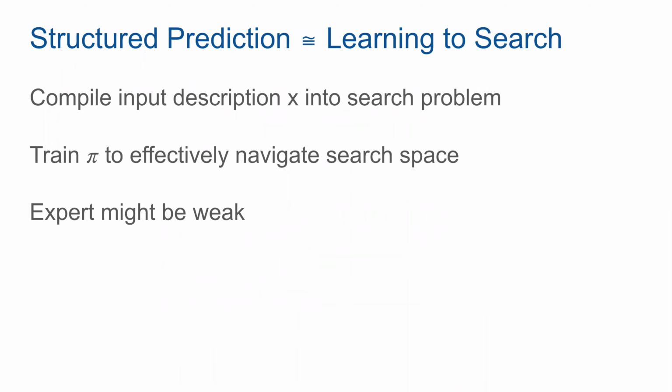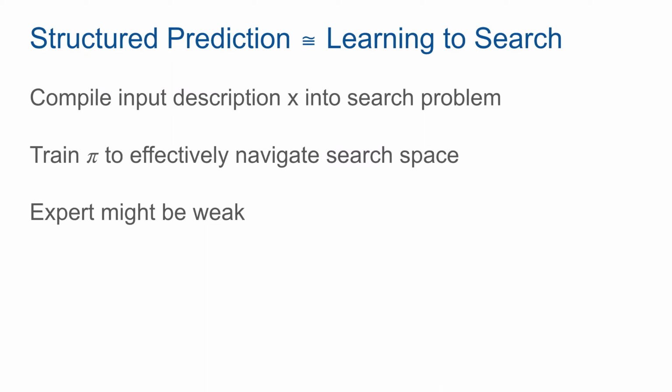So in some sense, in the context of what we've been talking about in this class, structure prediction can be thought of as learning to search. You compile the input description of a structure prediction problem into a search problem. And then you train a policy to effectively navigate this search space. And the expert might be weak. So you might need to do both reinforcement learning and imitation learning, or blending of the two.